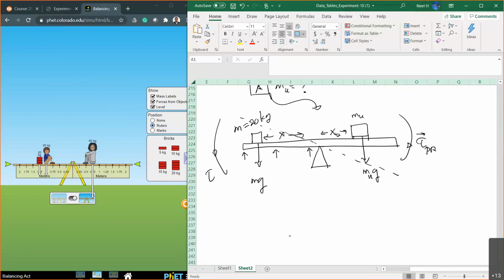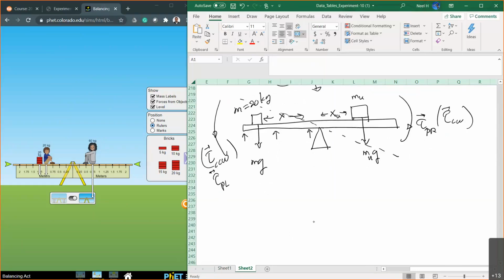So the object experiences torque CCW, that is the torque around the fixed point from the left side. Torque CW is the torque around the fixed point from the right hand side. When these two are equal, the object is at equilibrium. Very simple idea, right? So then I can simply say the sum of the torque around the fixed point from the right hand side should be equal to the torque around the fixed point from the left hand side.